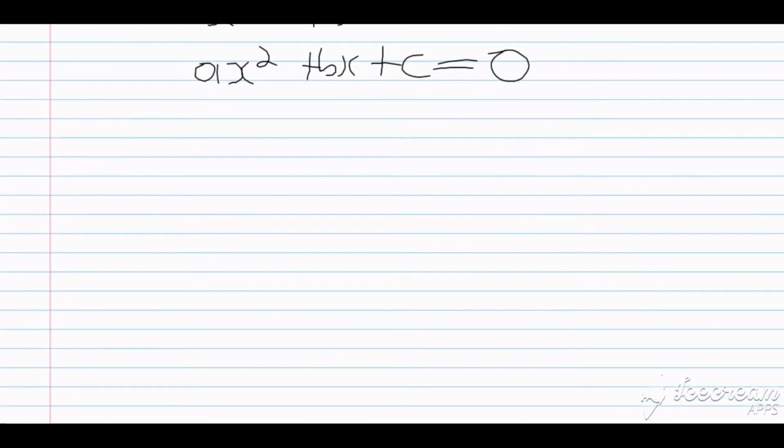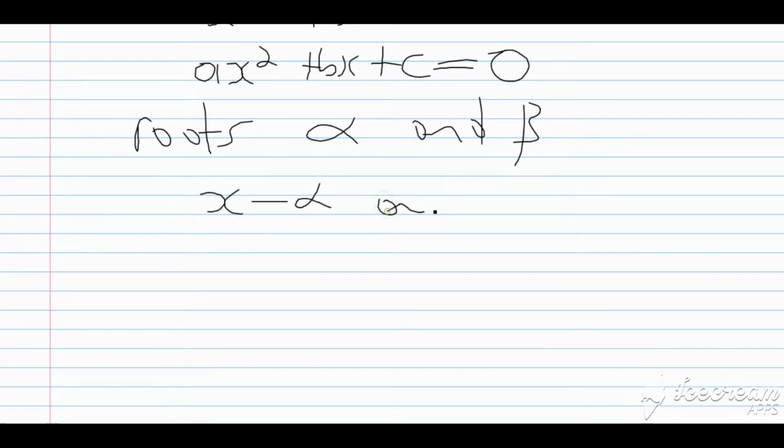Let us call the roots alpha and beta. All right. If those are the roots, automatically I can produce my factors. So my factors would be x minus alpha and x minus beta.